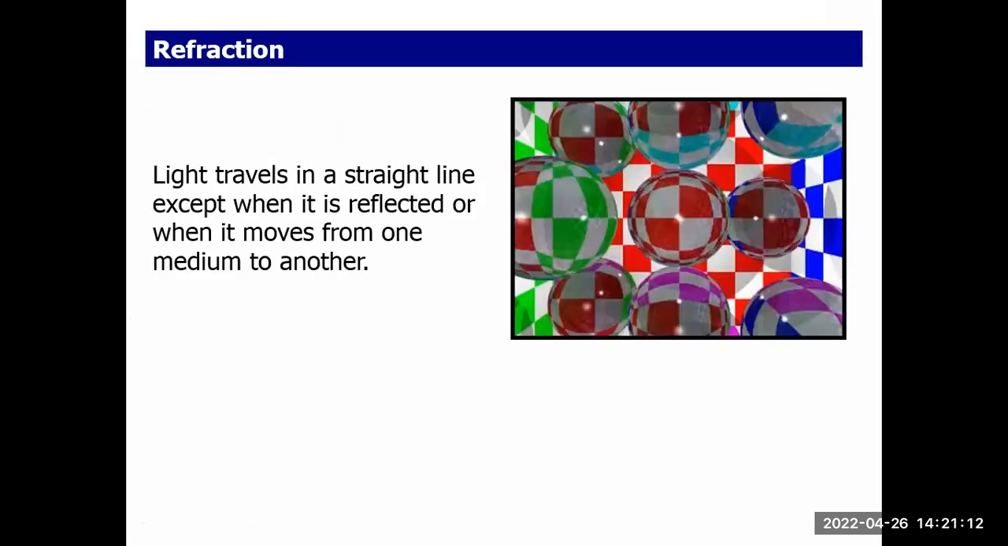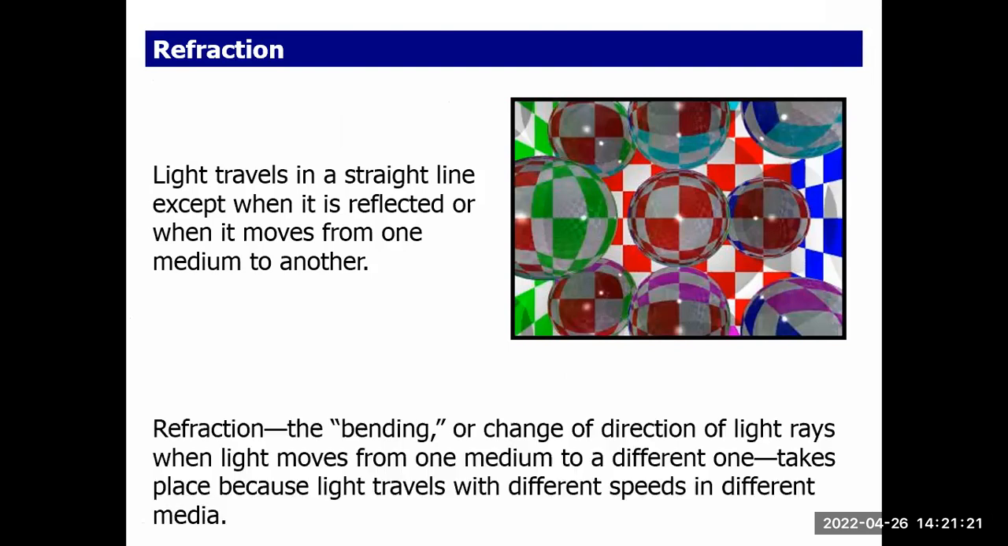Okay? Then, pag sinabi naman refraction, light travels in a straight line except when it's reflected or when it moves from one medium to another. Refraction meaning the bending or the changing of direction of a light ray when light moves from one medium to a different one. It takes place because light travels with different speed in different media. So sabi natin pag refraction, nagbe-bend yung image. It's either lumalaki yung image or nagbe-bend yung image natin. Okay? Yan.